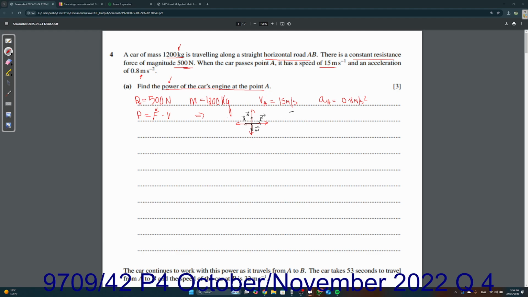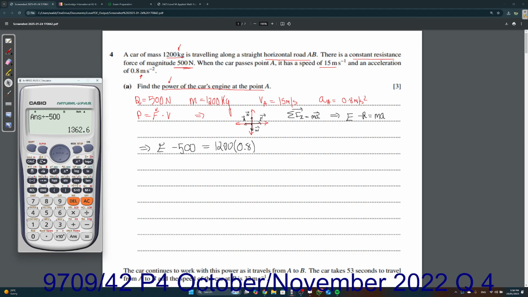We know it's accelerating, so you can say sigma Fx is equal to ma, which implies that since we're moving in the engine's direction, E minus R is equal to ma. So you can continue over here. E minus 500, substituting R for 500, is equal to the mass 1200 times the acceleration 0.8. Let's calculate it. You can get 1200 times 0.8 plus 500.